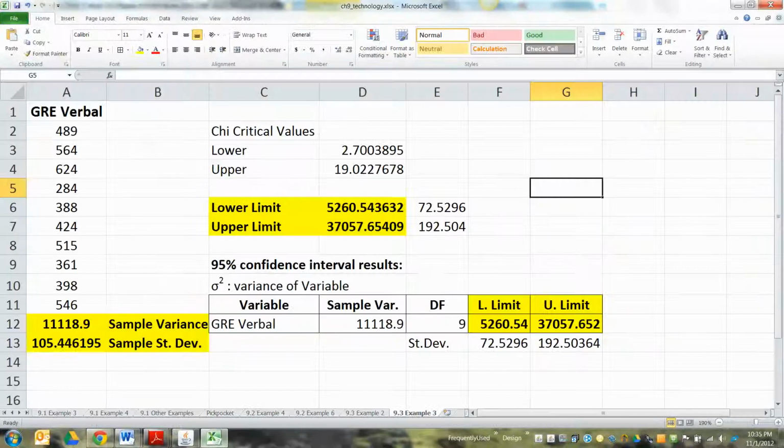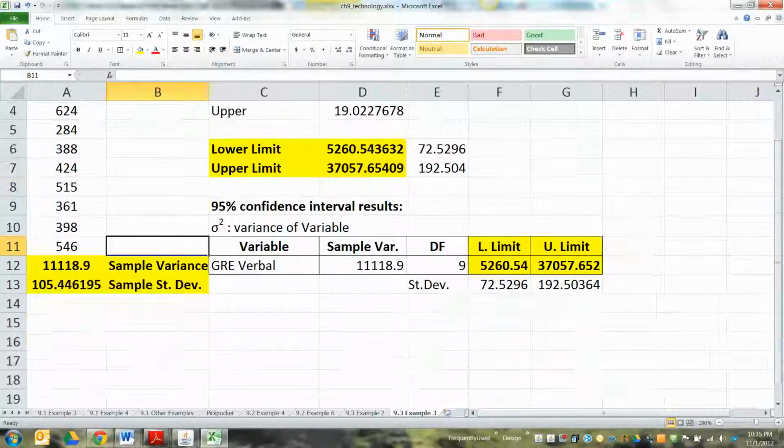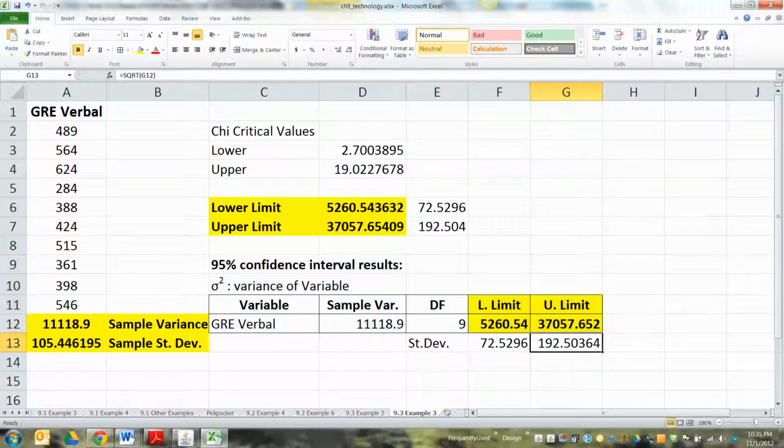All right, we are all done, I believe, with Chapter 9, so you want to make sure you save your technology file, Chapter 9 Technology, and upload it if you're an online student. So we've gotten everything. The last thing we did was this confidence interval here with chi-square for variance and standard deviation. So we are all finished.